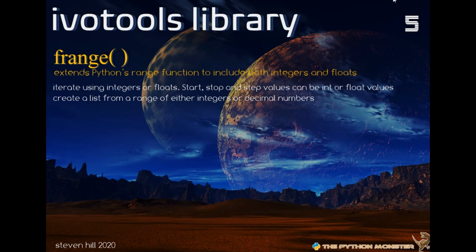So you can iterate using integers or floats using frange, so your start, stop and step values can either be integers or they can be float definitions. You can also create a list from a range of either integers or decimal numbers. None of those features guys are readily available using Python's standard range function. All will become clearer guys when we start to look at some of the demos in PyCharm, and then you'll get a sense of the flexibility and the usefulness of frange. So with all that in mind guys, let's crack on and do some Python demos.